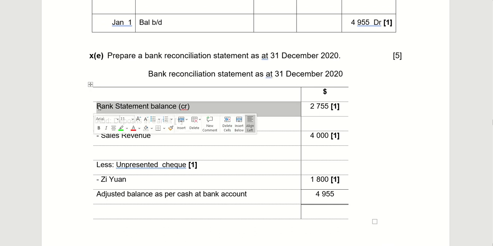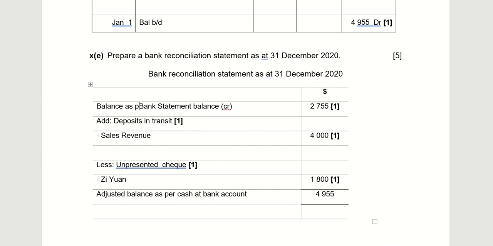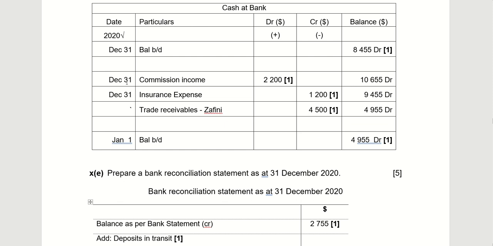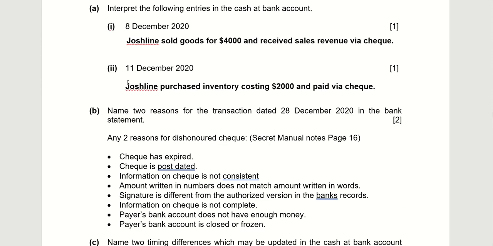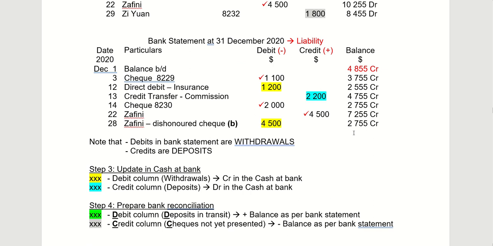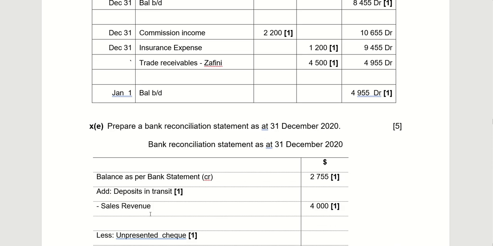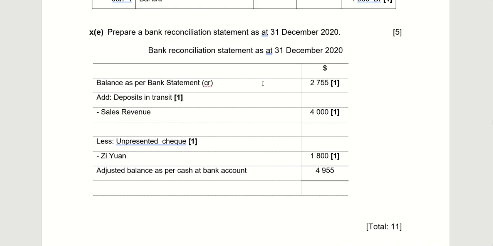We are always going to start with balance as per bank statement. Now, the bank statement on 31st of December tells you that there is 2755 credit balance in your bank account. And that's fine actually, because the bank acknowledges that the bank owes you money. So to you, it is an asset. You're going to receive money from the bank. So you will say balance as per bank statement 2755.